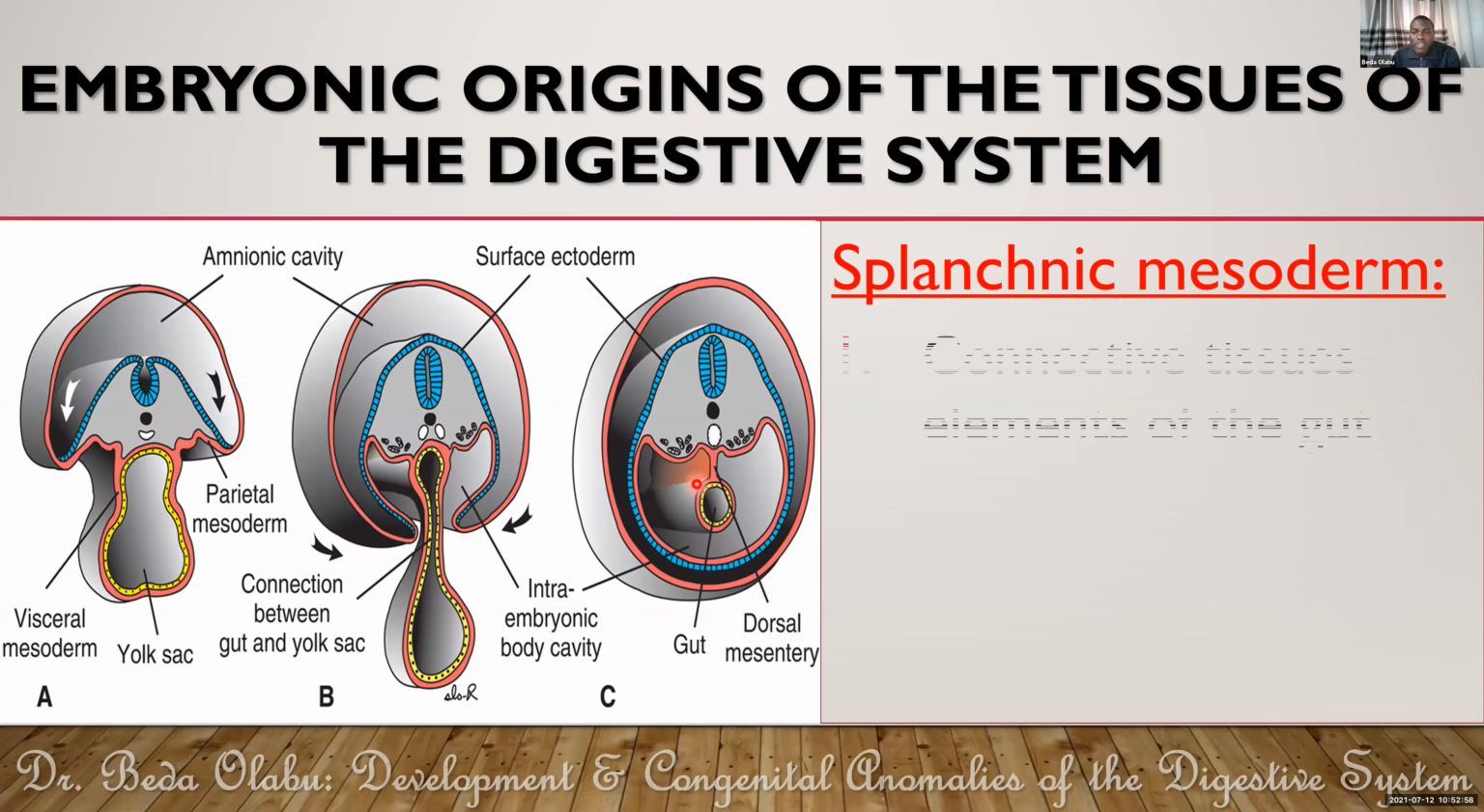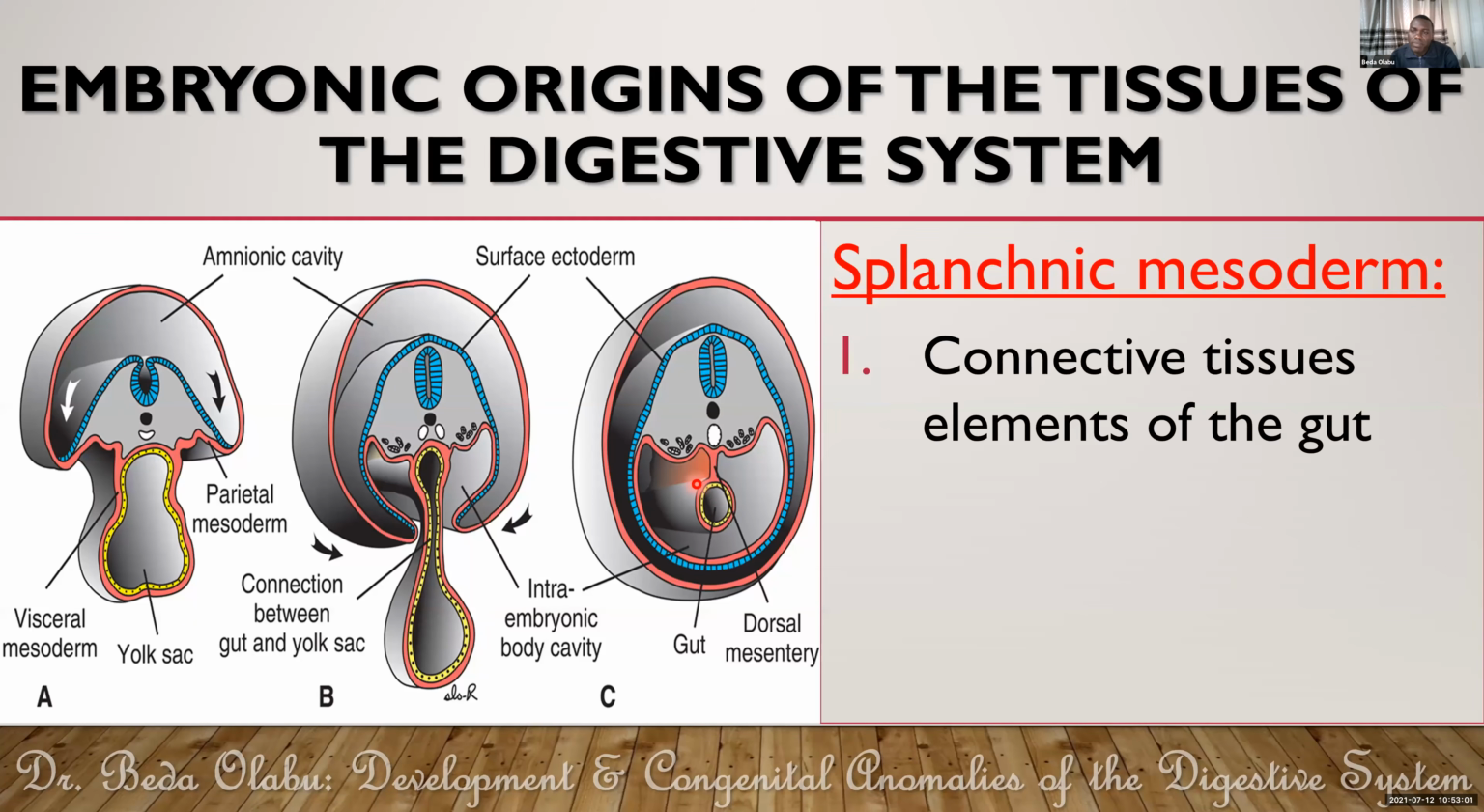What does splanchnic mesoderm become? Splanchnic mesoderm forms the connective tissue elements of the digestive system. So think through where those connective tissue elements are found. Maybe it is part of the lamina propria. Maybe it's part of the submucosal layer. Or maybe it's part of the adventitia. All of them arise from splanchnic mesoderm.